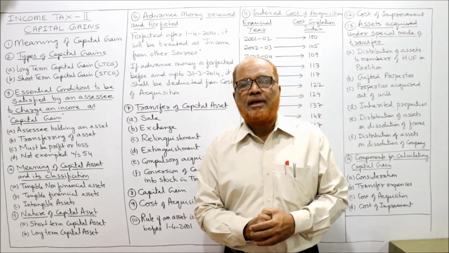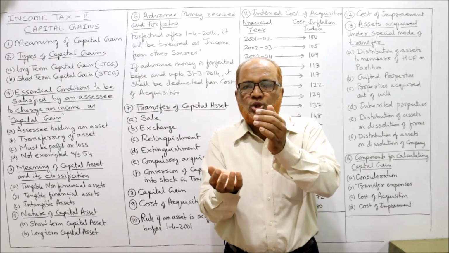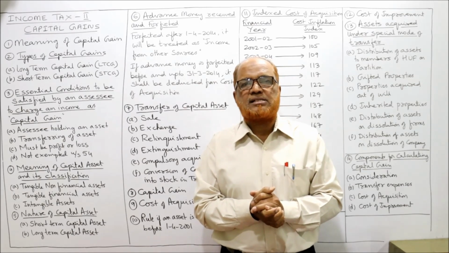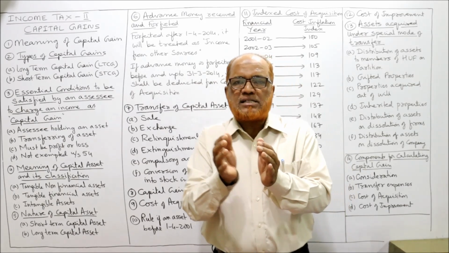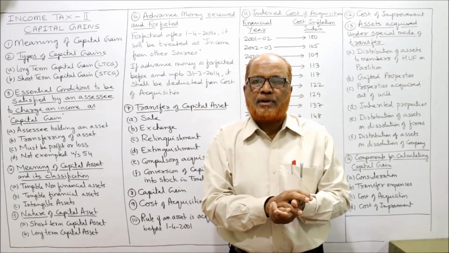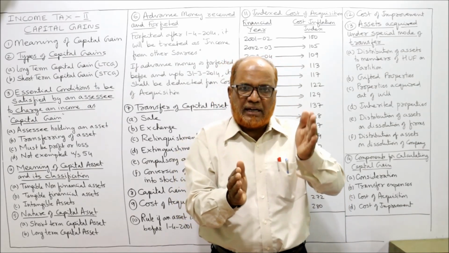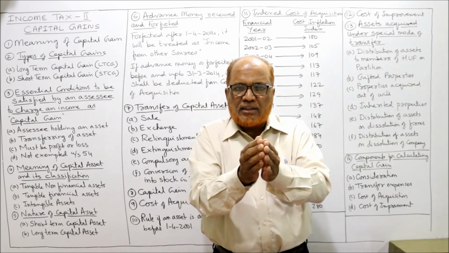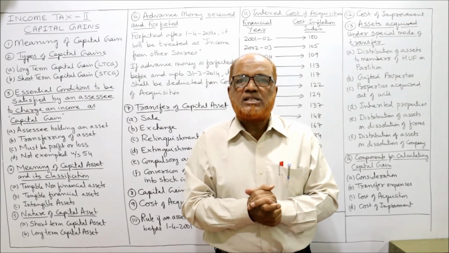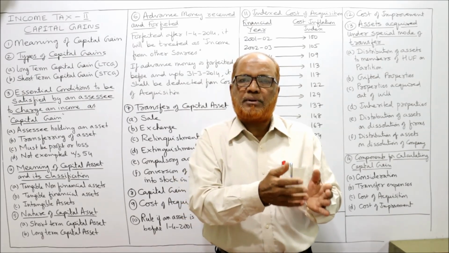If the period of holding of land and building is 2 years or less than 2 years, it is called a short-term capital asset. For example, if a person has purchased land and building and sold it within a period of 2 years of purchase, that means the period of holding from the date of purchase to the date of transfer is less than or equal to 2 years, then it will be called a short-term capital asset. Any gain arising will be short-term capital gain.